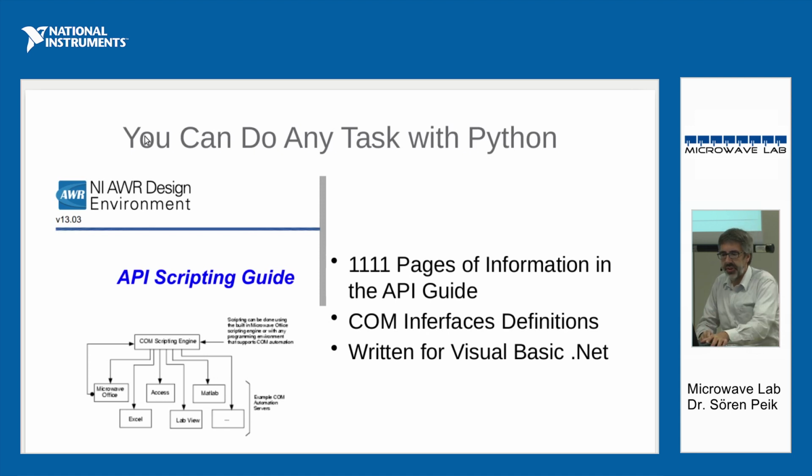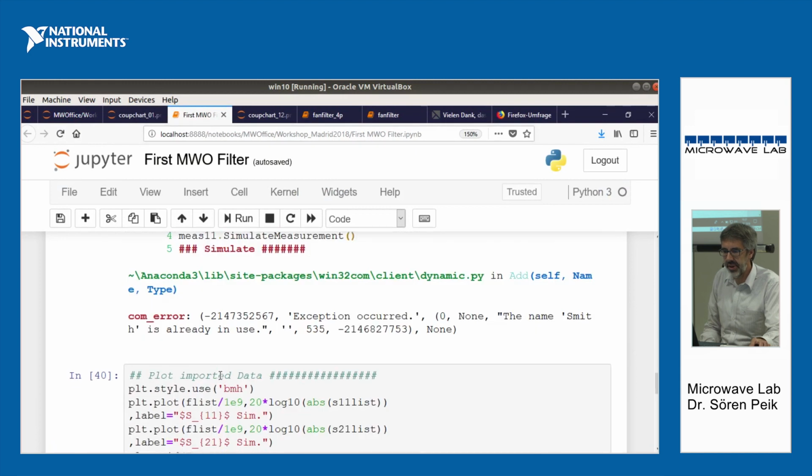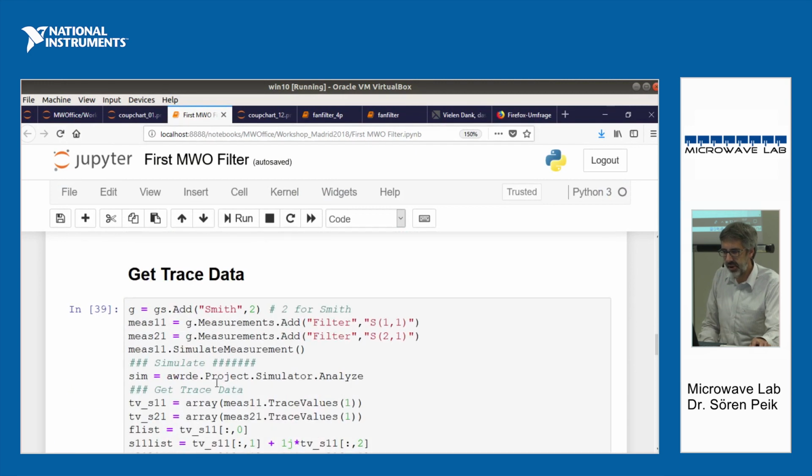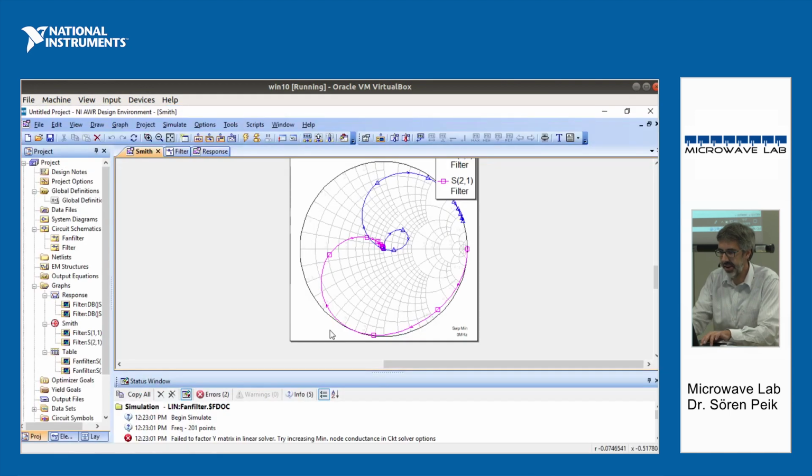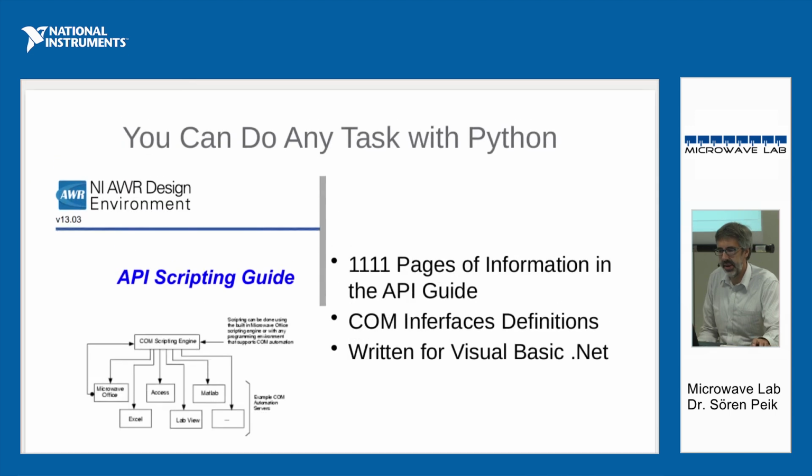How do I figure out what commands to use? For example, people kept asking me, how do you know you have to say here G measurements at? Well, it's all written in the API guide.